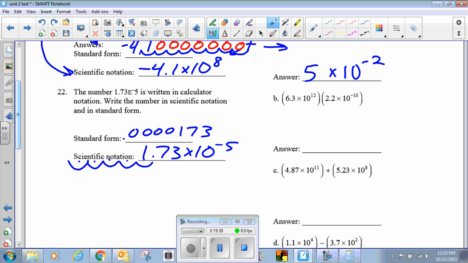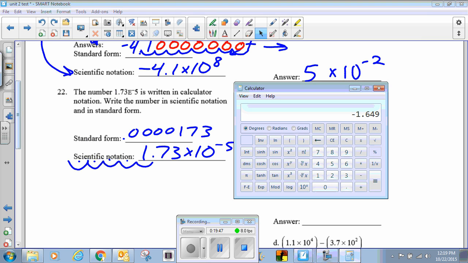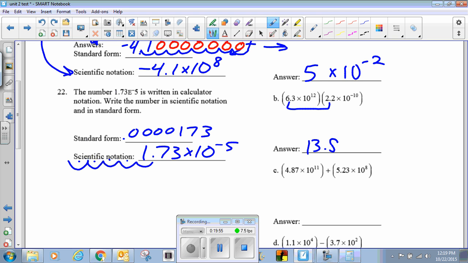Okay, B. Multiply. What's that multiply to be? 6.3 times 2.2. Well, let me tell you. I'm faster than you, I guess. 13.86. Okay? 13.86. When I multiply things with the same base, what do I do to exponents? 12 plus a negative 10 is 2. Is that a scientific notation? No. If you didn't recognize that, you lost a half a point. Okay? To make it into scientific notation, I have to make it smaller by 10. So then I have to make the power of 10 bigger by 10. So I have to add 1 exponent. Yes, Carson.